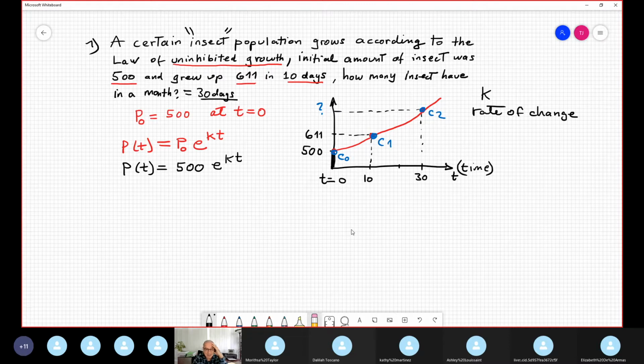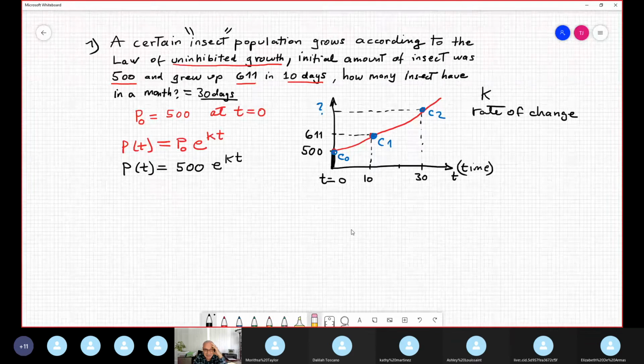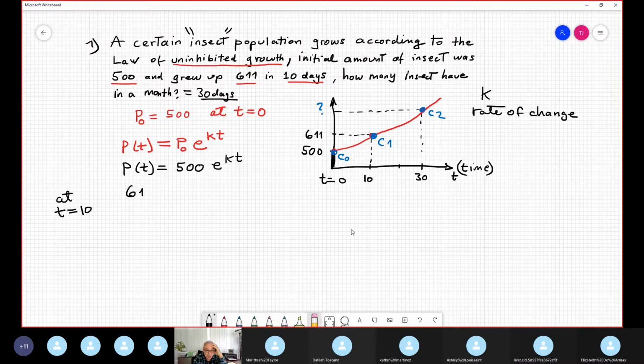We have the time, which is 10, and we have the amount of insects, which is 611. So at t equal 10 days, we have 611 as the population at this moment. This 500 is the initial, e to the k, which I don't know, and t is 10. So the only unknown that we have in this problem is k. So condition 1 helps me to find the k value.